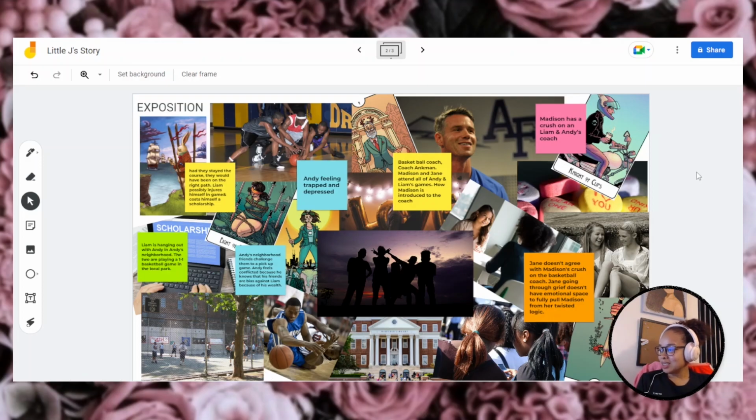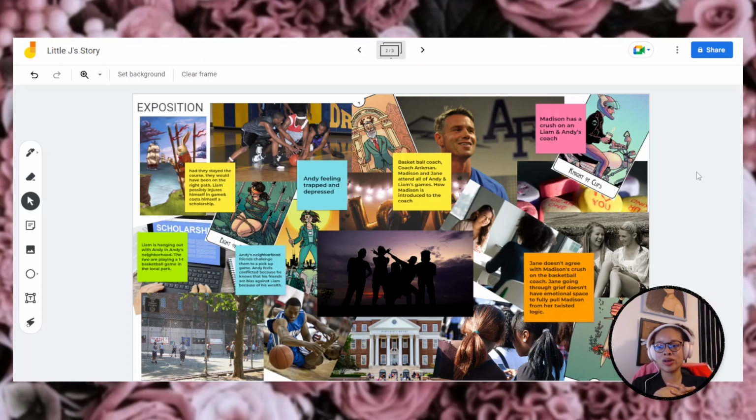So that's our exposition. So this is the beginning of the story. This is where we find our characters. Andy and Liam are on the basketball team, coached by tentatively Mr. Ankman. I don't know. Maybe Liam had a scholarship coming to him and he got egged on to participate in the game because he's kind of arrogant, and he has an injury that could put his scholarship in jeopardy. Andy is feeling trapped between these two worlds, and Madison has a crush on Mr. Ankman, and Jane doesn't agree with that, but she also is going through her own issues right now.